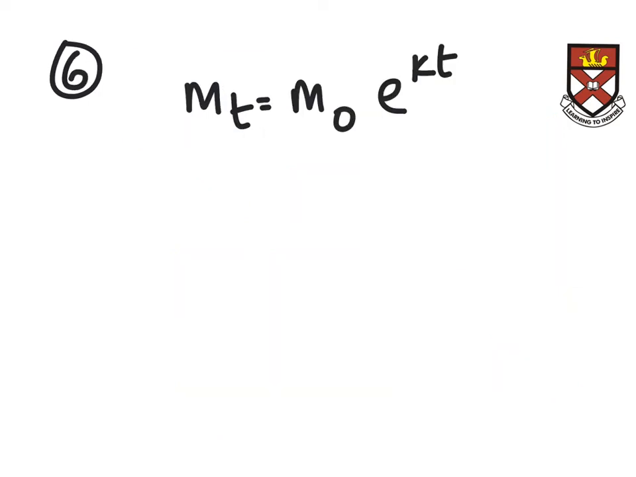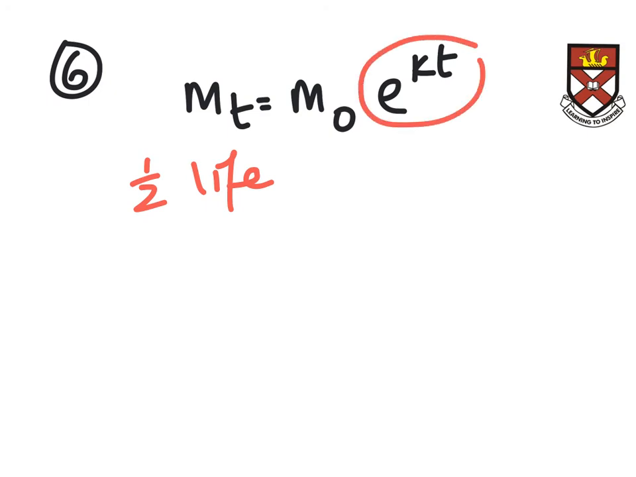Question 6, we've got the formula m of t equals m naught e to the kt. Now remember, when it says half-life, then that means when does this little part of the formula equal a half? When does e to the kt equal 0.5? Okay, you don't need to worry about the mt, you don't need to worry about the m0, right? We just need to know when this part here is a half.